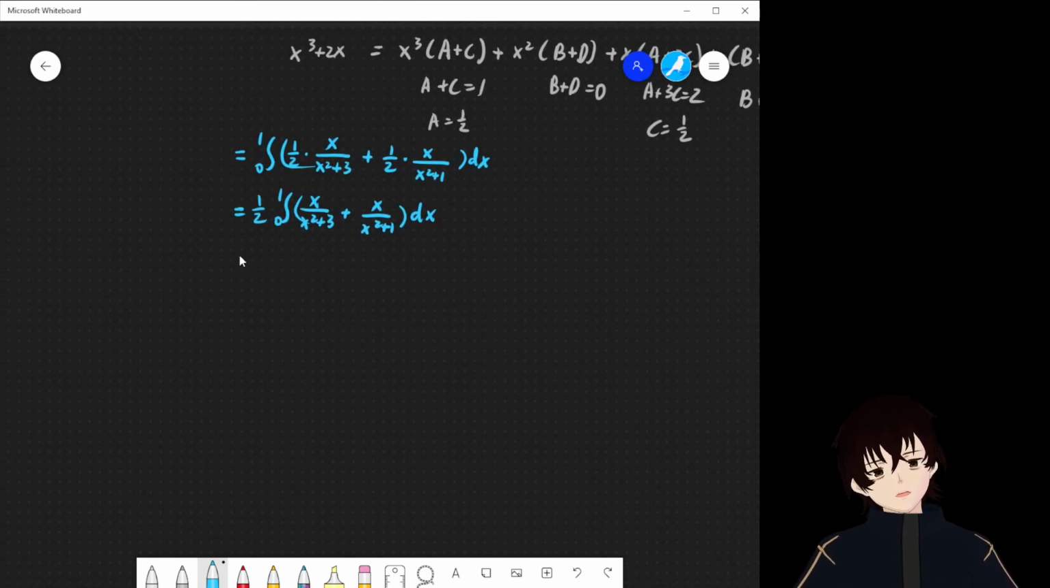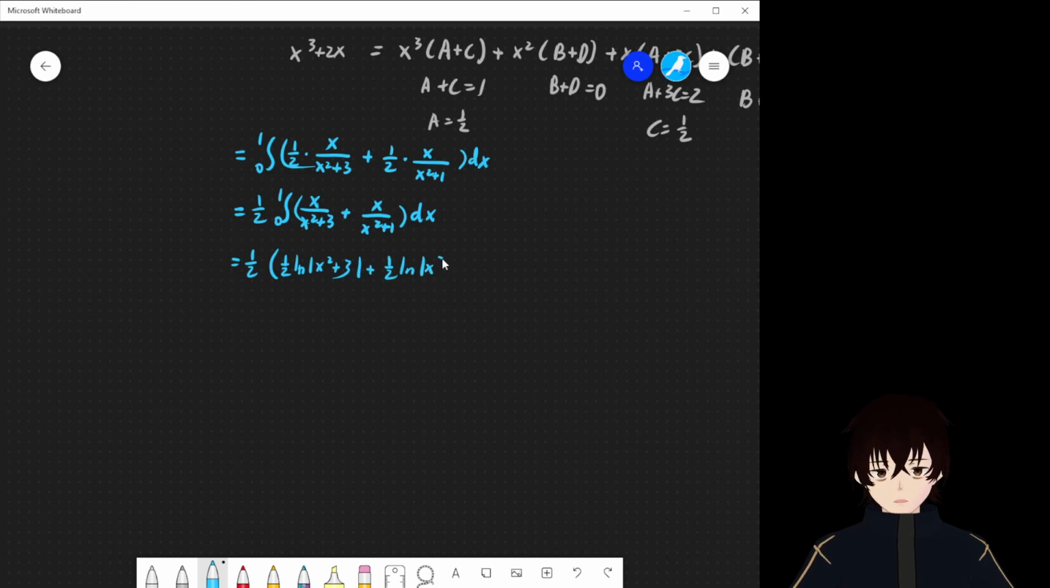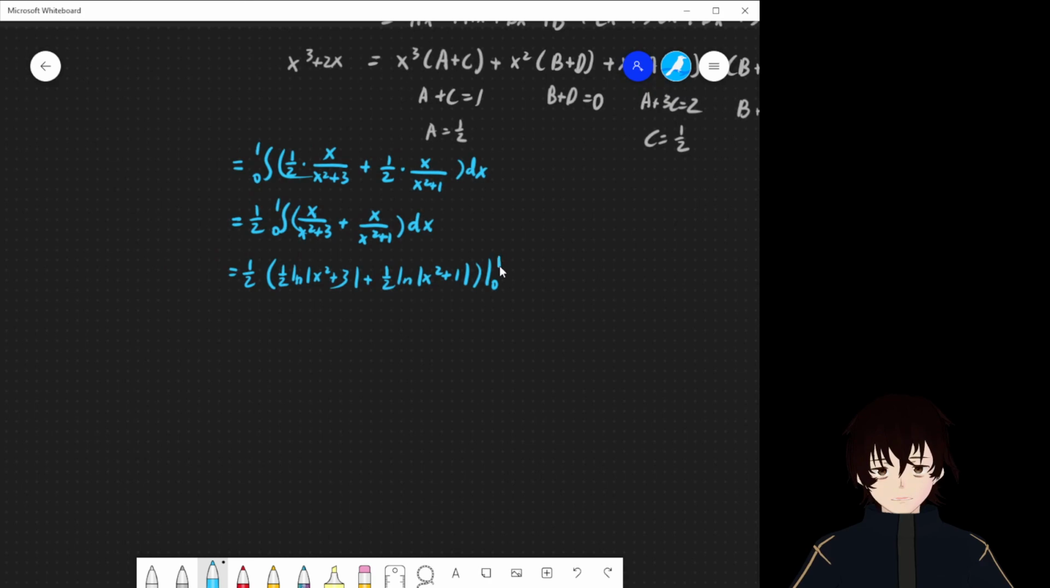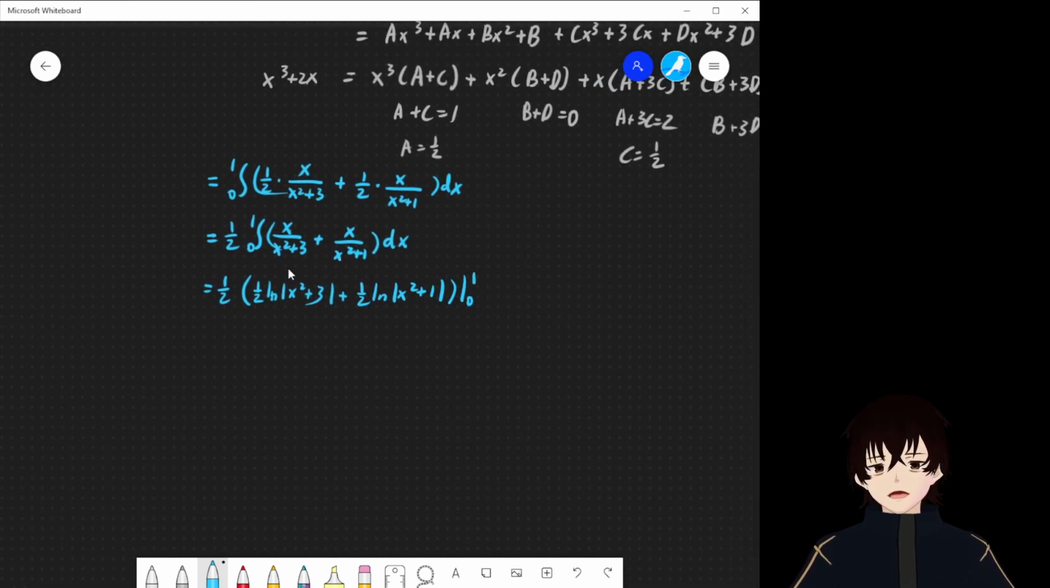This is going to be one half natural log of x squared plus 3 plus 1/2 natural log of x squared plus 1, under the 1, right? Times 2x. Seems about right.